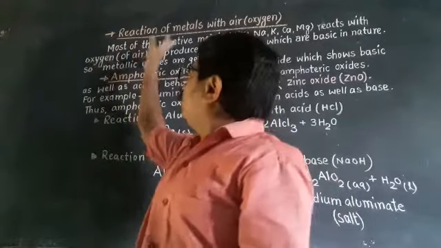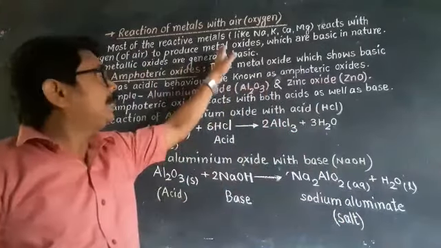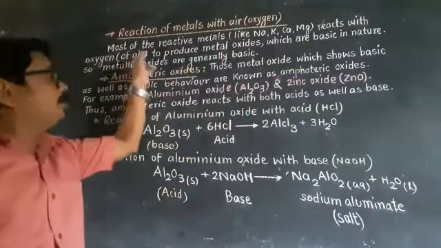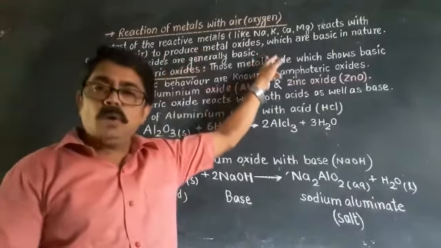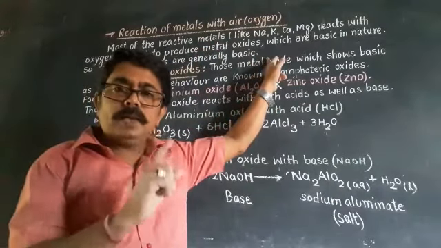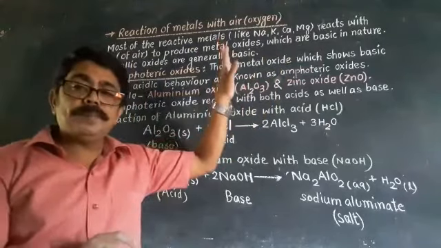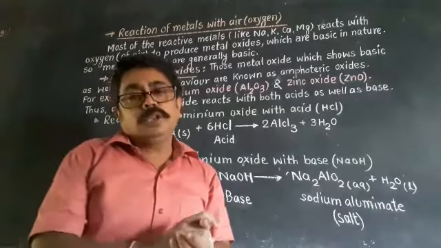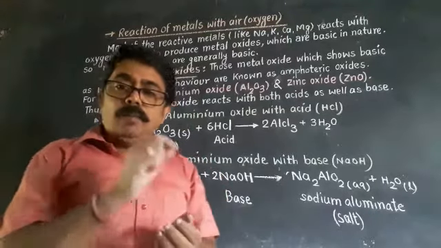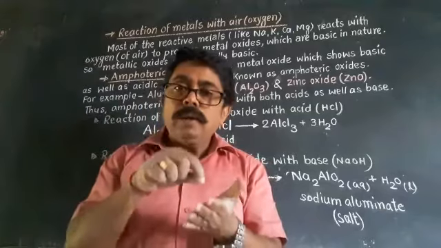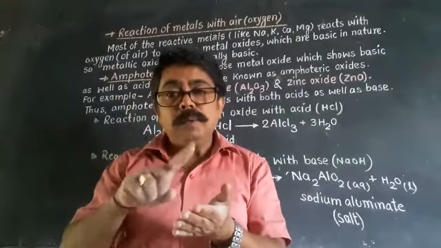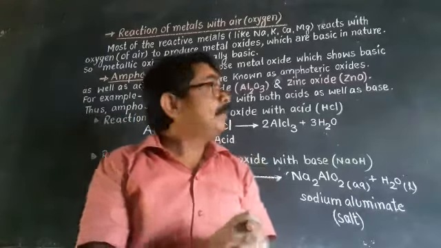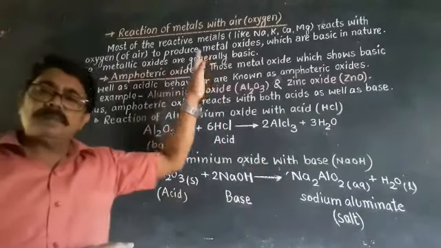See, most of the reactive metals like sodium, potassium, calcium, magnesium react with the oxygen of air to produce metal oxides. After burning, the ash that is left is metal oxide, which is basic in nature. You can check it because when aqueous solution is made with these oxides and red litmus is dipped in that, red litmus becomes blue, which indicates that these are basic in nature. Clear? So all metallic oxides are generally basic.